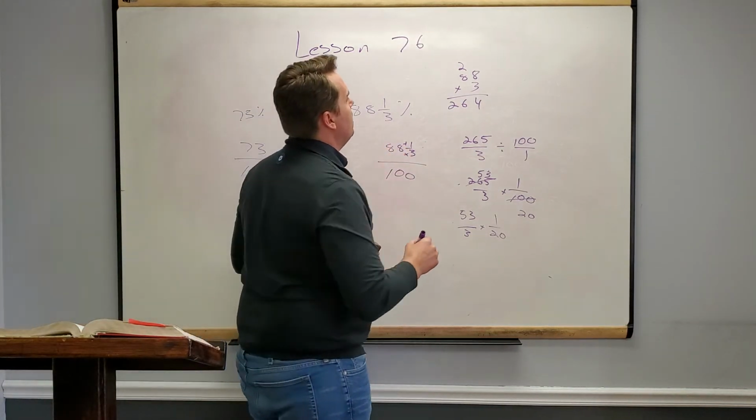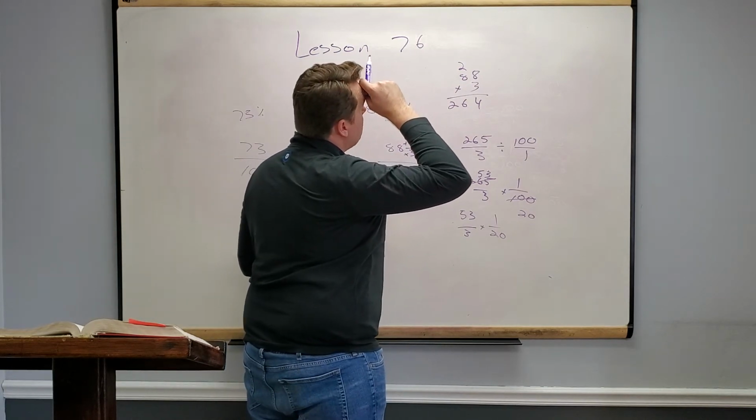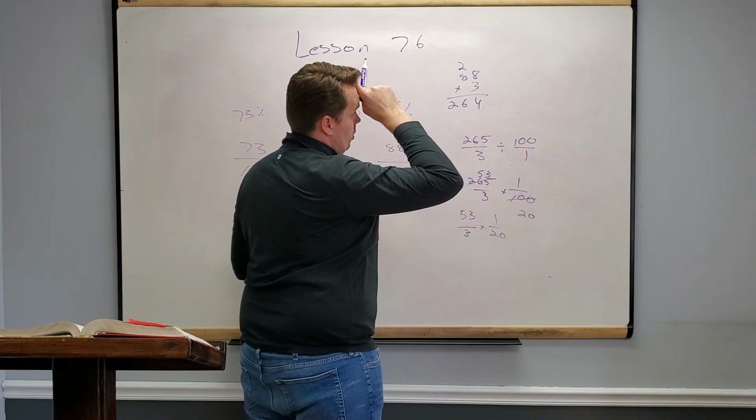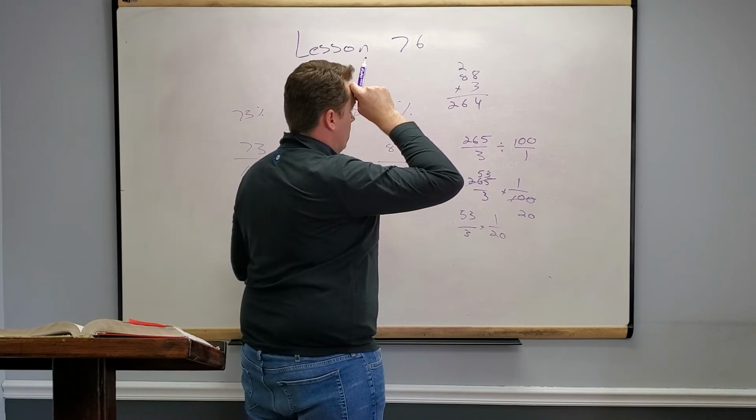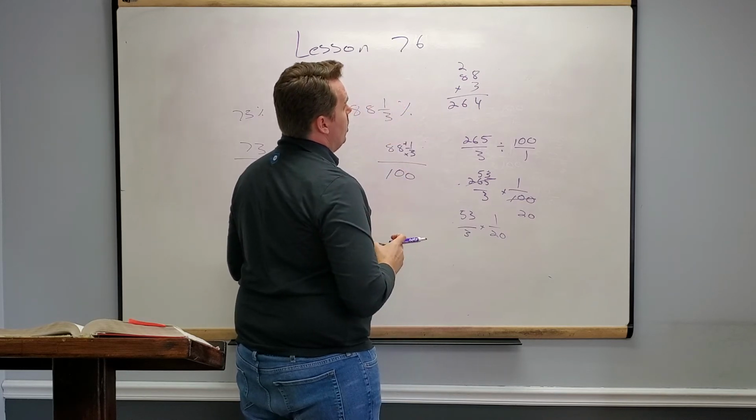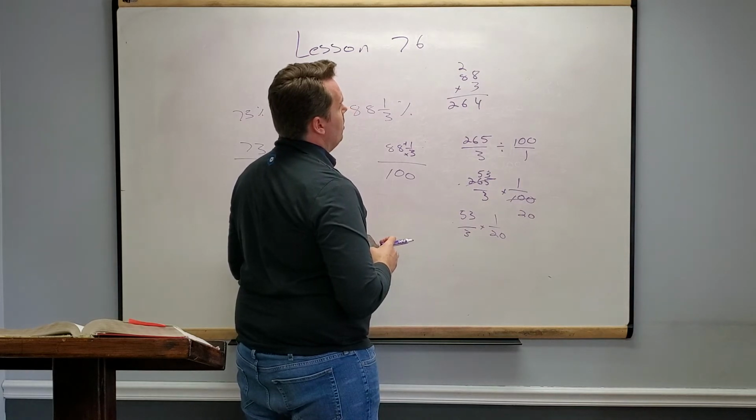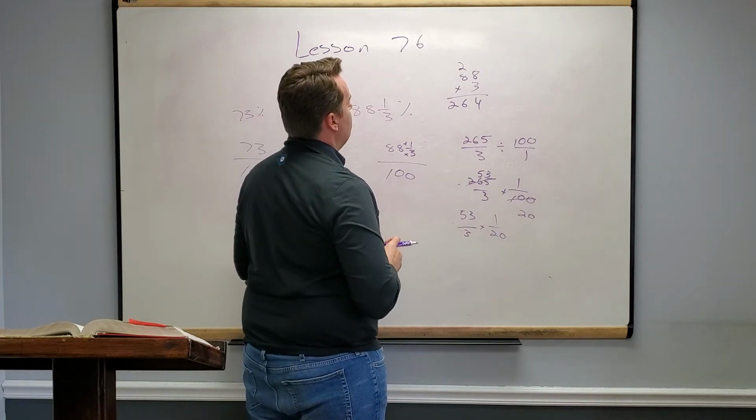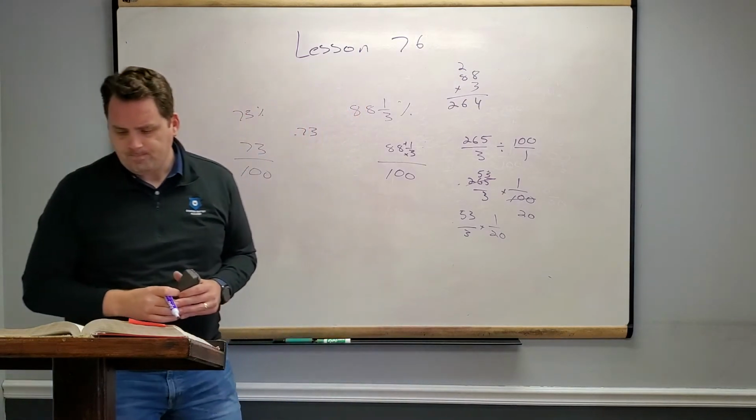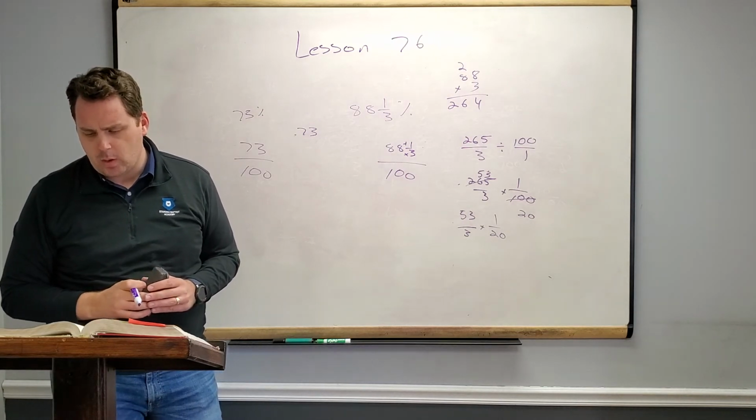3 times 8 is 24. 3 times 8 is 24 again, plus 2. 3 times 7 is 28. Made a mistake there. 3 times 7 is 21. Yeah, plus 3 is 24. 265. Okay. Let's go ahead and take a look at example number 4. I think I made a mistake somewhere.